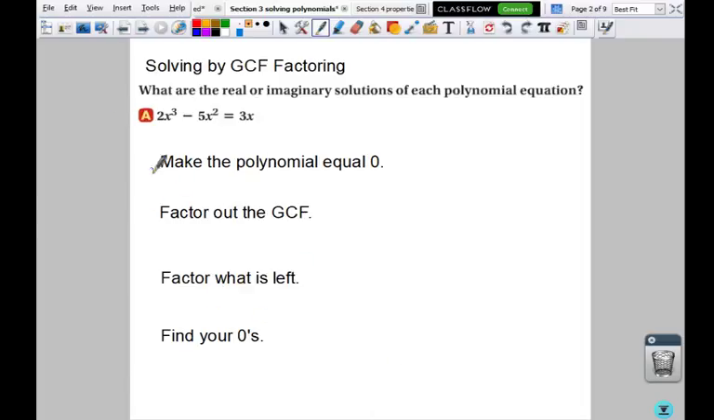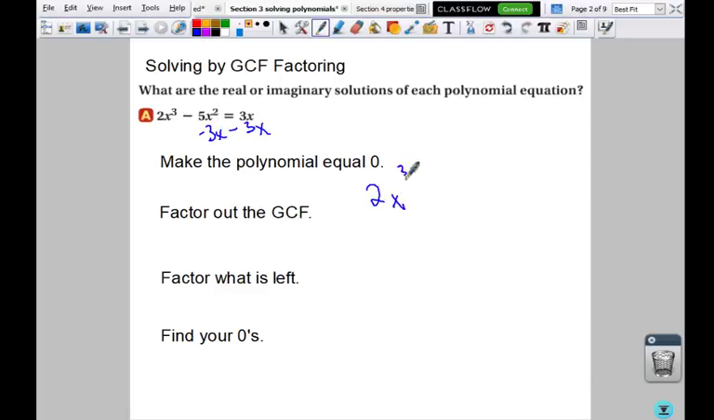Before we do anything on part A, I need to make this equal 0, because we're going to find the solution. I need to make this thing equal 0. What do I got to do to make this thing equal 0? Minus 3x on both sides, right? So I'm going to make this equal 0 by minusing 3x on both sides, and then we're going to go from there.